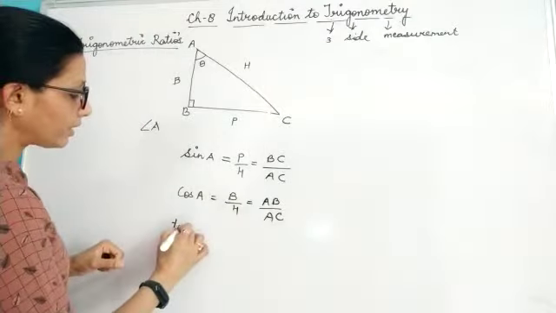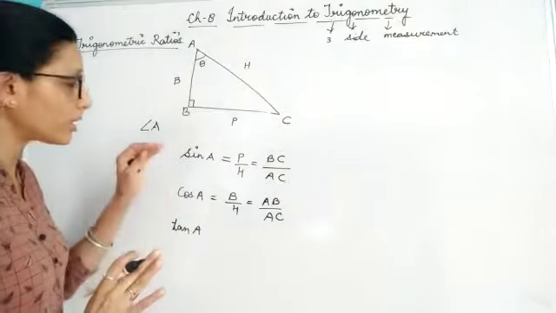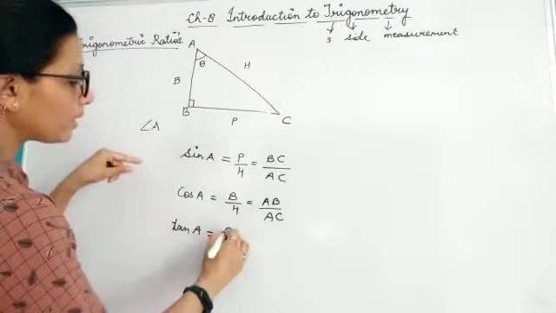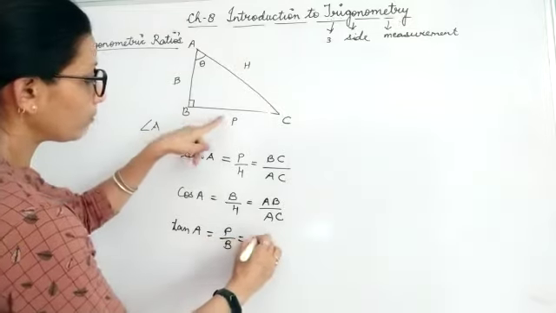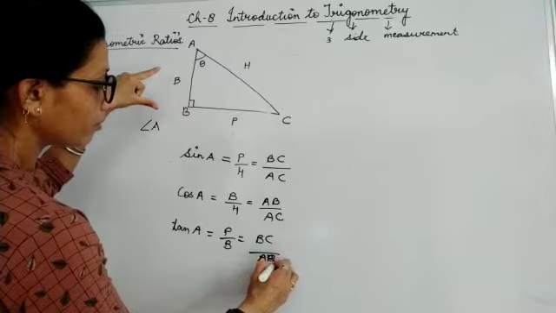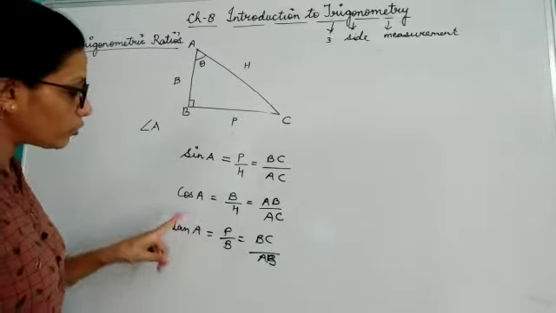Then you have tan A. Children, these are the simplified trigonometric ratios. These are the simplest trigonometric ratios. Tan A gives you P by B. P is what? BC. B is what? AB. P by B, that means perpendicular upon base, which gives you tan A.